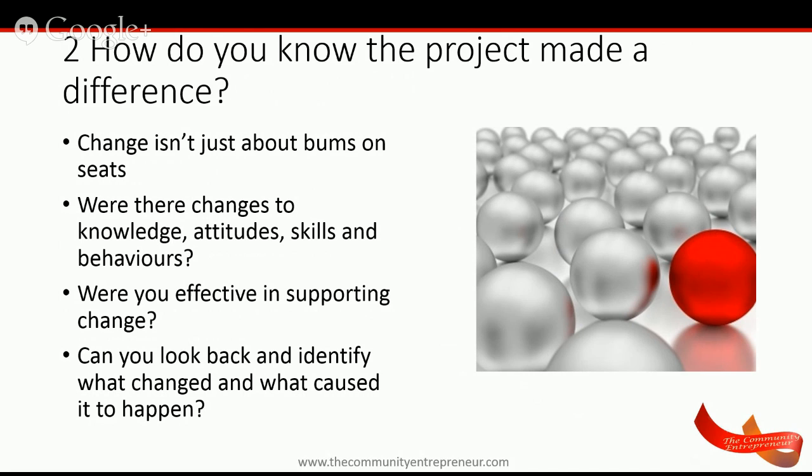Were there any changes to knowledge, to attitudes, skills and behaviours? Those are some of the qualitative data that you will be looking for. I mean, how do you measure attitudes? How do you measure behaviours? There are ways to do that. Were you effective in supporting the change? Change may happen anyway, so did you play a role in that change happening? Was it coincidental? And can you look back and identify what changed and what caused it to change? So if you can evaluate and clarify that your project did make a change and it wasn't just a coincidence because something else was happening at the same time, then you're collecting that evidence so that when somebody says later, prove it, you'll be able to say, this is the information, this is the evidence.